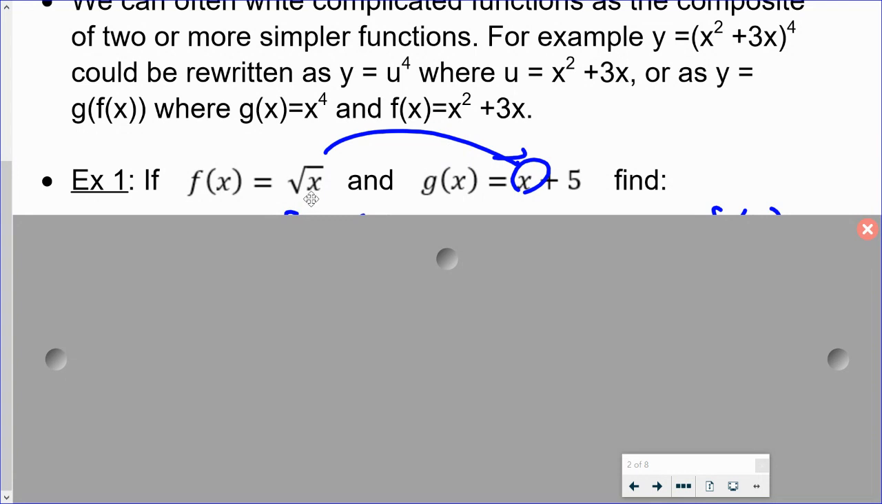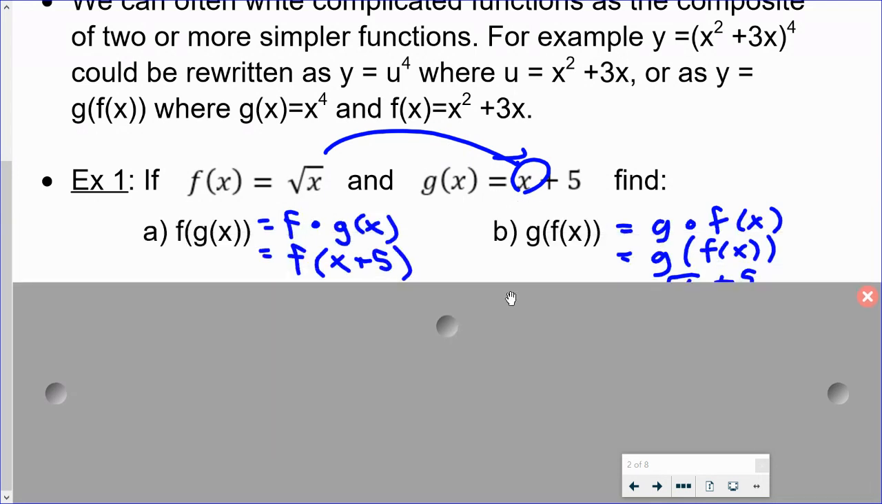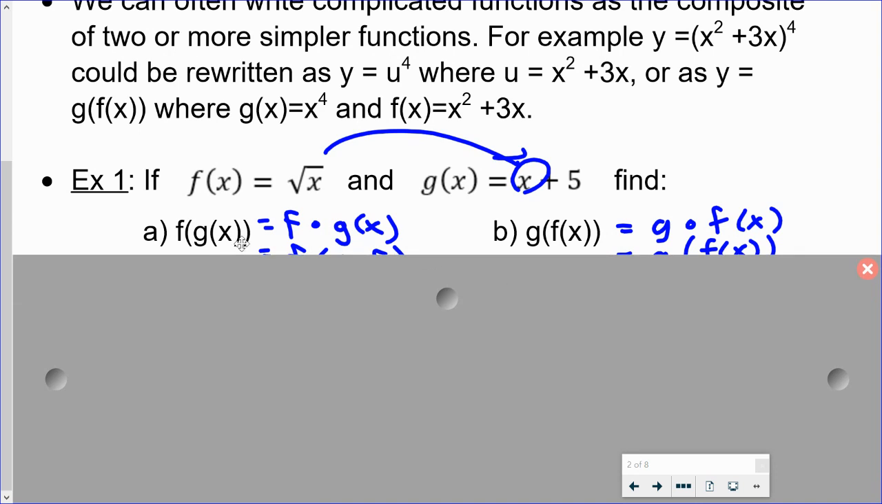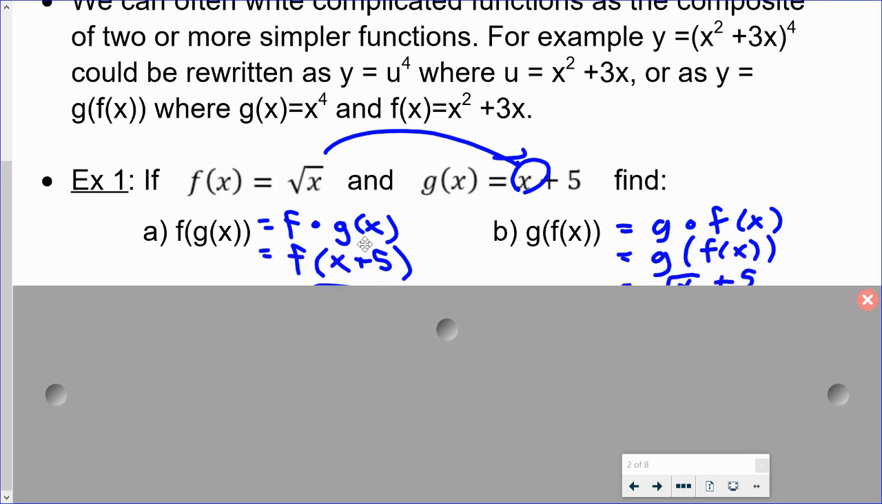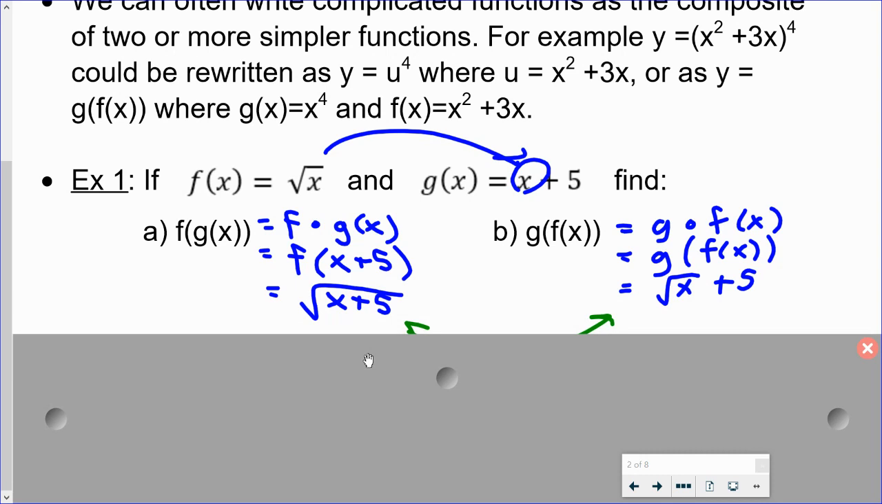If we have a function that is the square root of x and another function that is x plus 5, then if we want to find f of g of x, that means we want to evaluate f at g of x. So first we have to find g of x, which in this case is x plus 5, and then we have to sub this part into f of x for x. So it gives us the root of x plus 5. This is the new x for here.